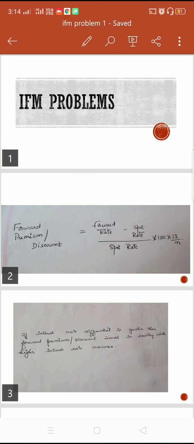I've explained what is forward and what is spot, and I have also told why companies go for forward contracts. It is in order to protect themselves, or hedging, as we call it, taking a protection against the foreign exchange risk. So they go for forward agreement, right?